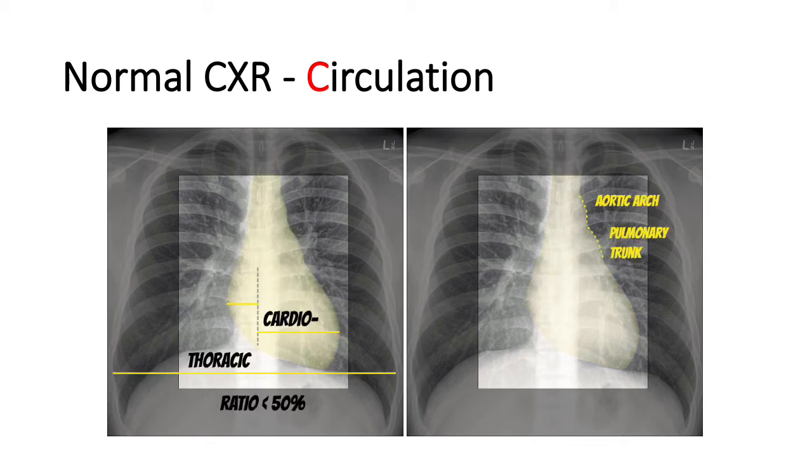We also want to assess cardiac size. Is the cardiothoracic ratio less than 50%? And then finally, check the width of the upper mediastinum to rule out pathologies like aortic dissection.